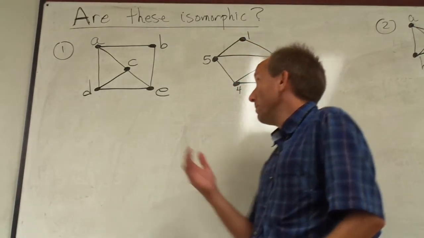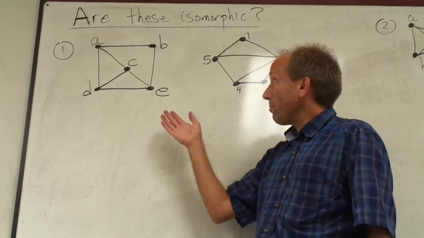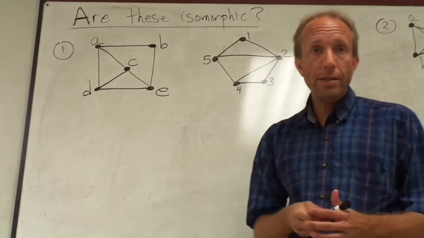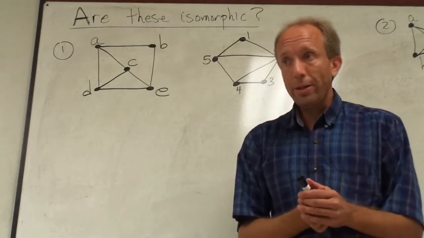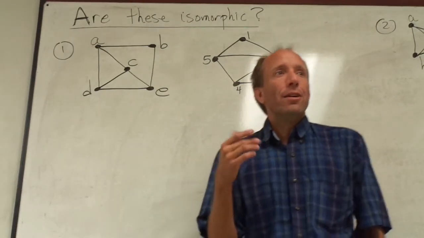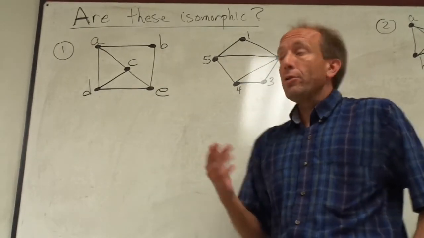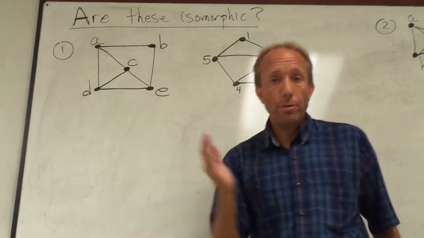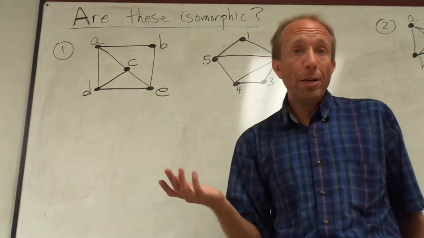So for one thing, the graphs that you're looking at have to have the same number of vertices, otherwise you can't have a bijection at all. Okay, but as I discussed in class last week, there are a lot of other things that two graphs that are going to be isomorphic to each other have to have in common.